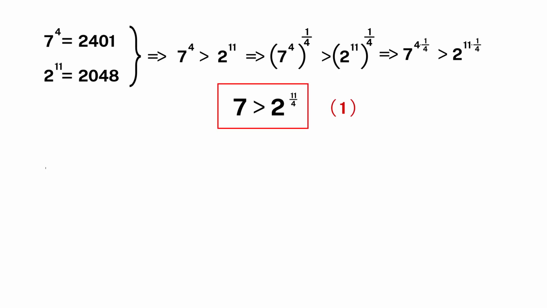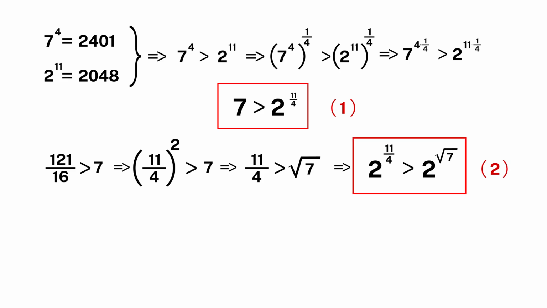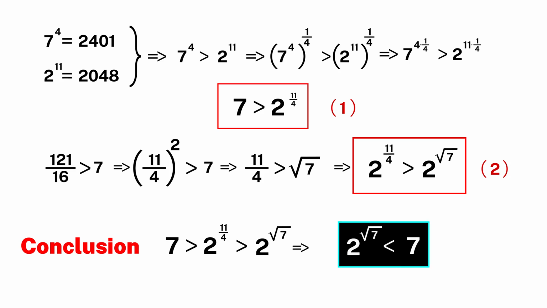Now, we can easily observe that 121/16 is greater than 7. This means that (11/4) squared is greater than 7. By taking the square root of both sides of the inequality, we find that 11/4 is greater than the square root of 7. Consequently, 2 to the power of 11/4 is greater than 2 to the power of the square root of 7. Now, if we combine relations 1 and 2, it follows that 2 to the power of the square root of 7 is less than 7.